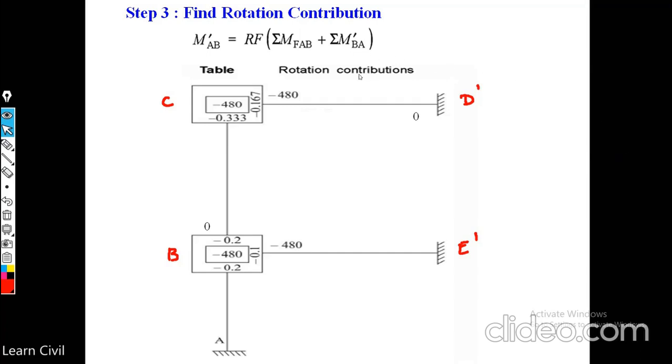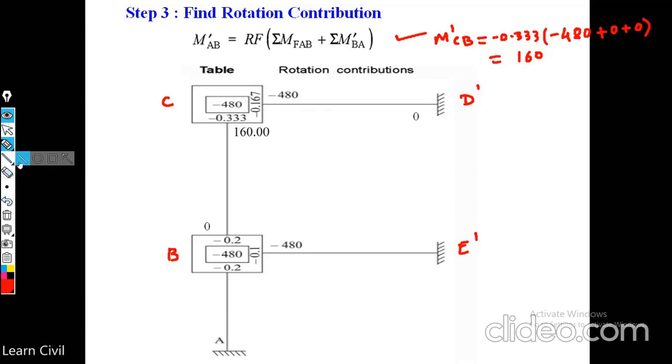Therefore, if we put the values in this particular formula for CB, then M dash CB will be equal to rotation factor minus 0.333 multiplied by summation of fixed end moment, that is minus 480 plus 0 plus 0. You can see here. So this will be equal to 160. Just write down this value here.